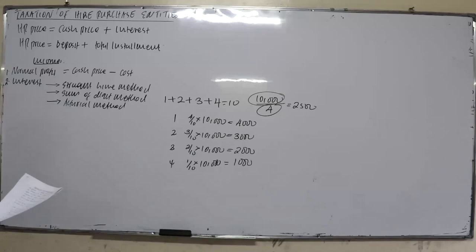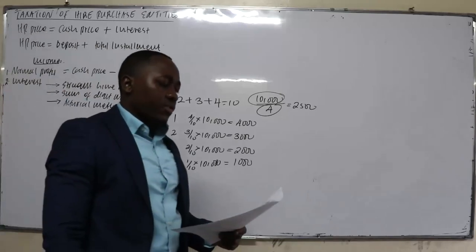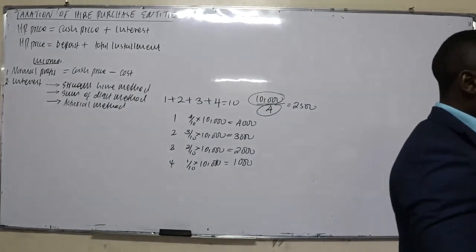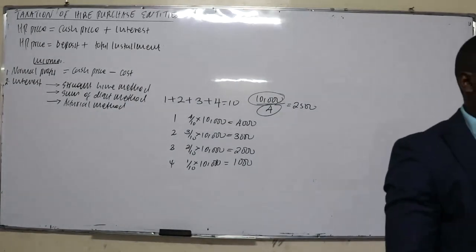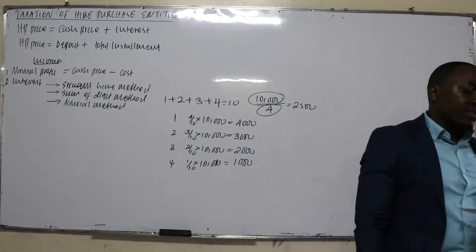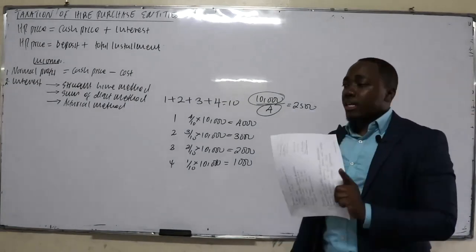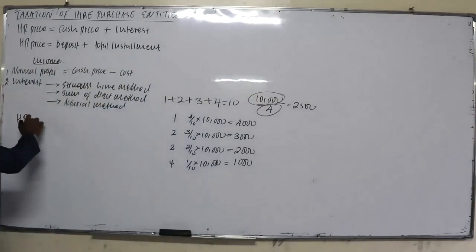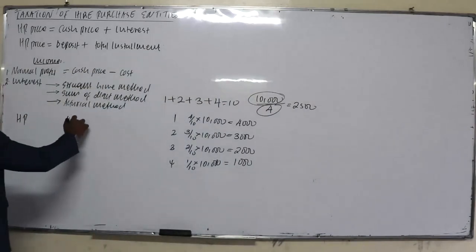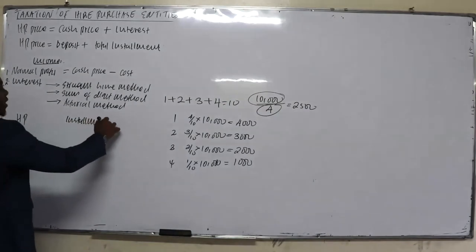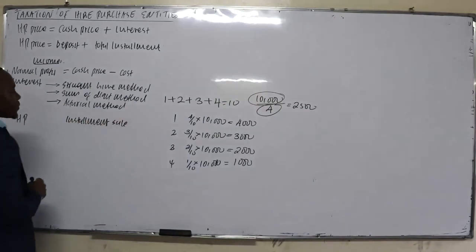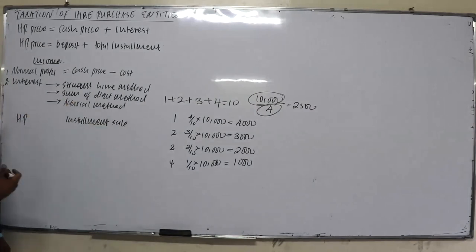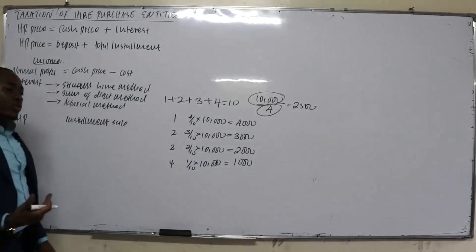So hire purchase is a transaction which allows for the acquisition of an asset by paying a deposit and taking possession of the asset immediately, and the balance is payable in installments and is subject to interest. Now, note that there is a difference between what you call hire purchase and what you call installment sale. For hire purchase, once you pay the deposit, you take the possession of the asset. But installment sale is what you call lipa mdogo mdogo.